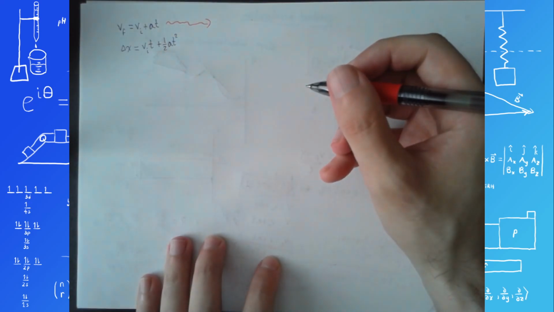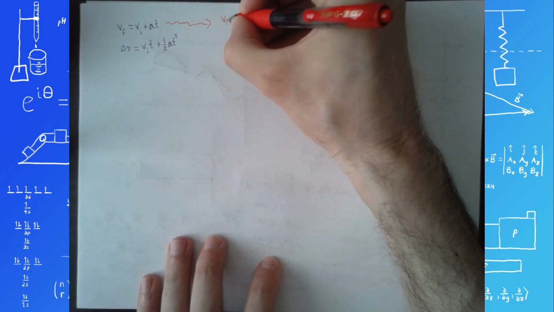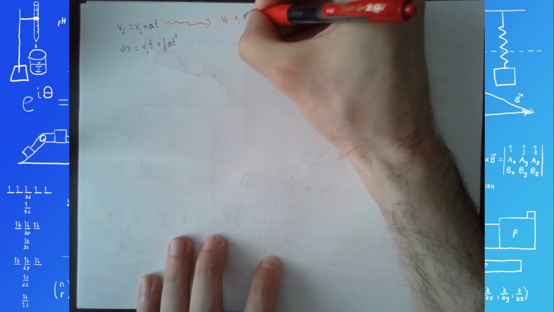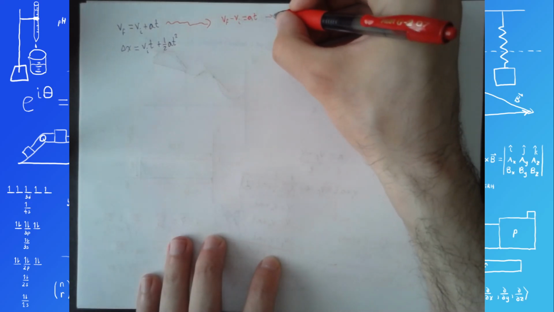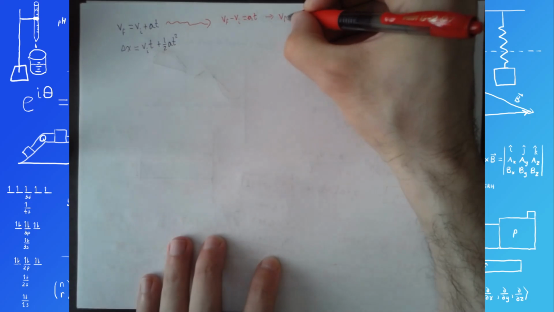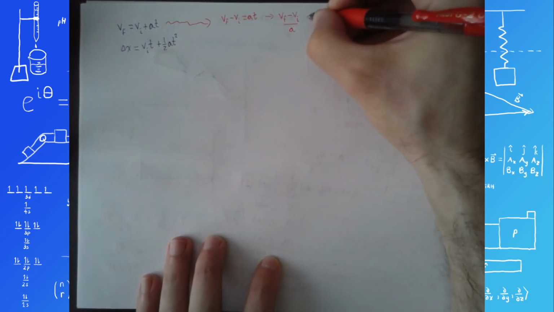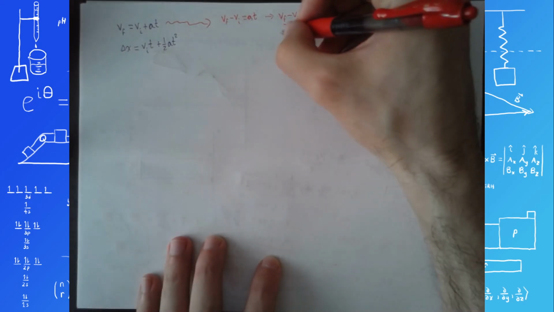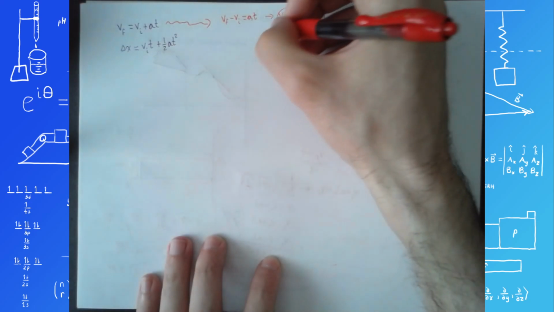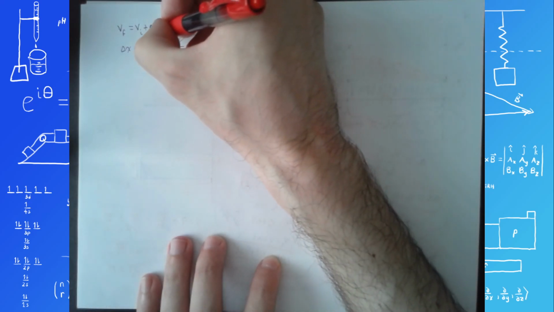So I can subtract v initial and divide by a. v final minus v initial equals at, and then if I take it one more step, v final minus v initial over a equals t. Okay, now that I have this expression for t, I can go ahead and plug it in for t over here and over here.